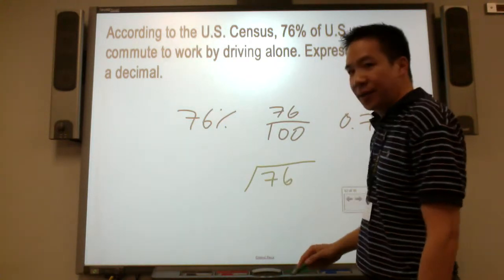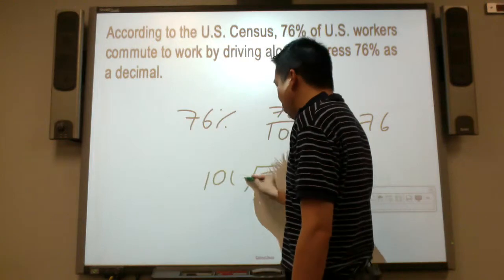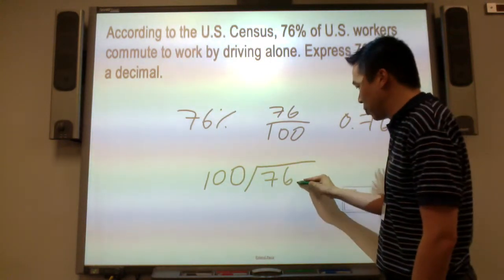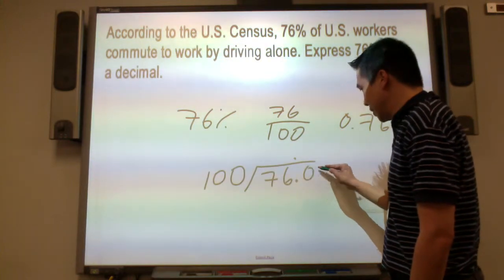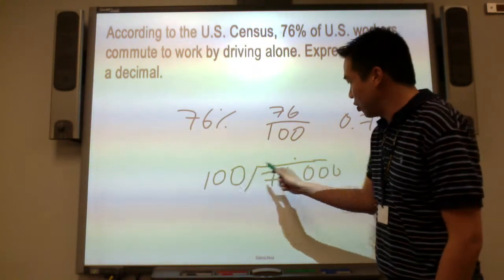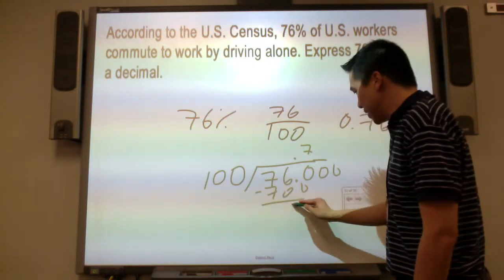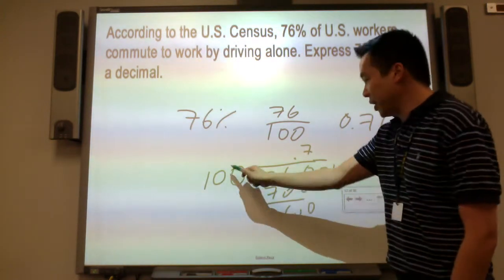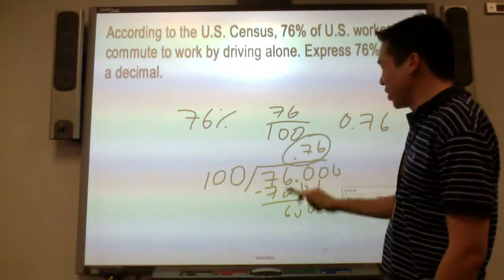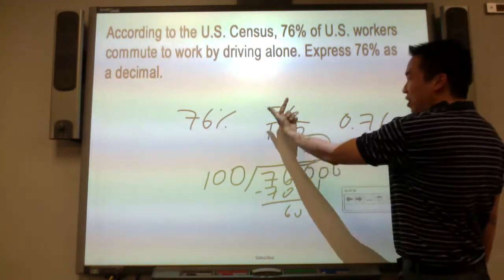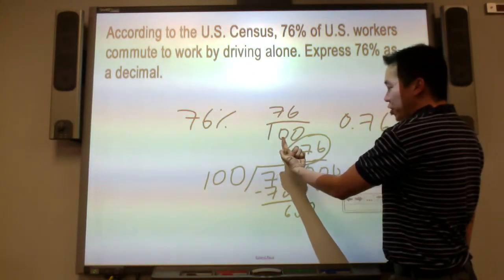76 goes inside, 100 goes outside. You're breaking it into parts. So how many hundreds go into 76? It is not possible. Put a point. Add some placeholders. How many hundreds go into 760? 7 times. You have 60 left. You bring down a 0. How many hundreds go into 600? 6 times. So it's 0.76. That's why you're getting 0.76 by dividing 7,600 by 100.